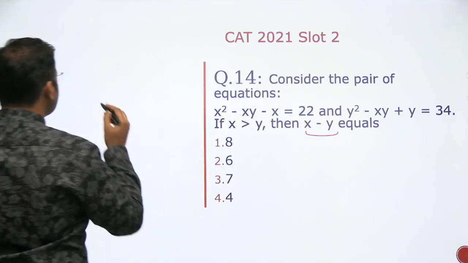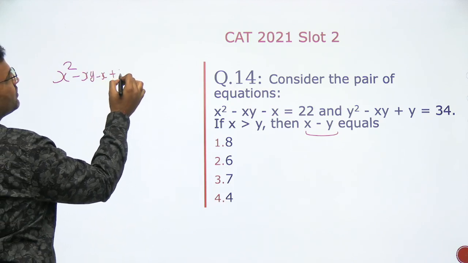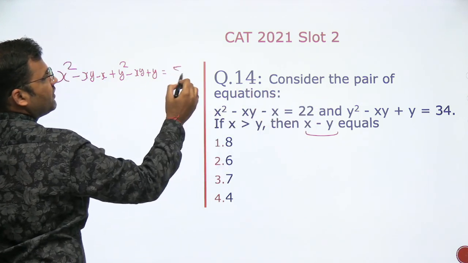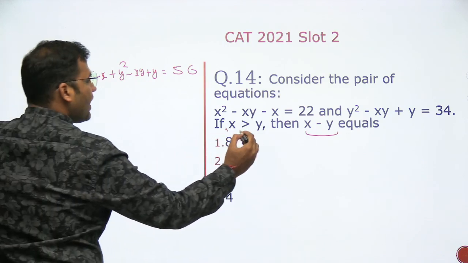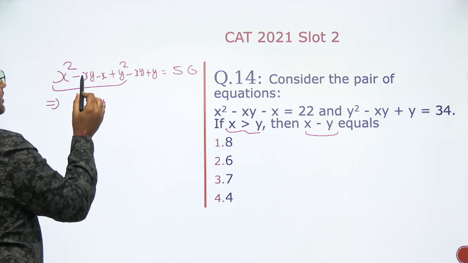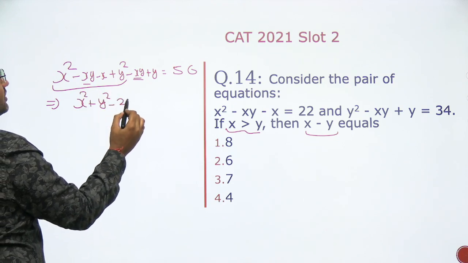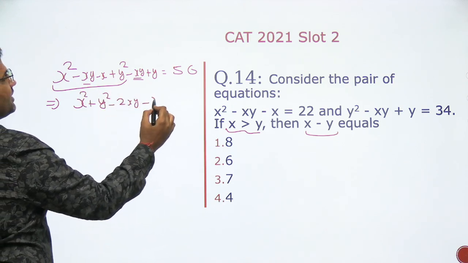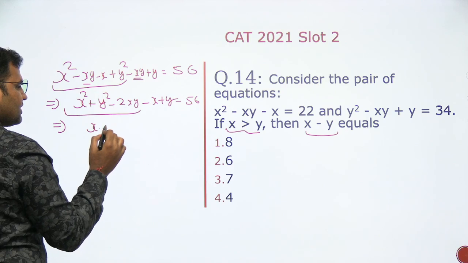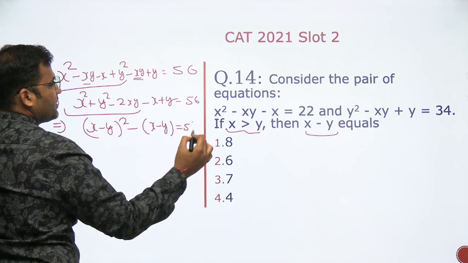Simply add these two equations, I will get x square minus xy minus x plus y square minus xy plus y. Right hand side will be 22 plus 34, that is 56. The value of x should be greater than y. Now you see that x square plus y square minus xy minus xy becomes minus 2xy, right? Minus x plus y is equal to 56. Now, this you see is x minus y whole square minus x minus y is equal to 56.